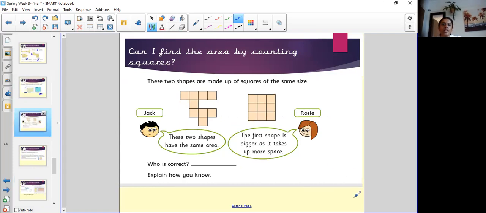Okay. These two shapes are made of squares of the same size. So here's a little problem. Jack says these two shapes have the same area. And Rosie says the first shape is bigger as it takes up more space. So let's find out. Pause the video, have a go at counting how many squares you can see first of all.